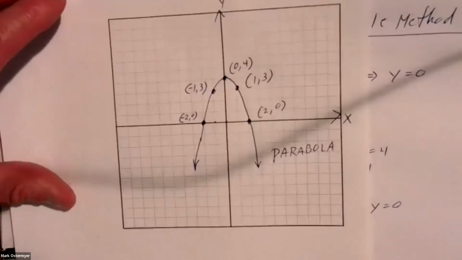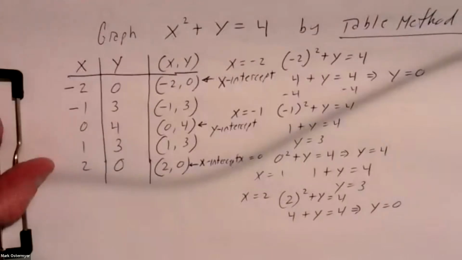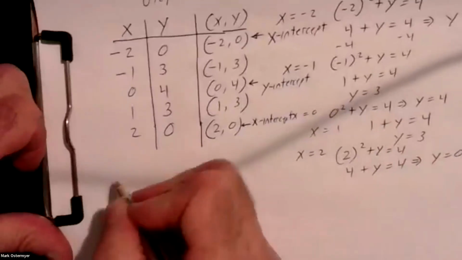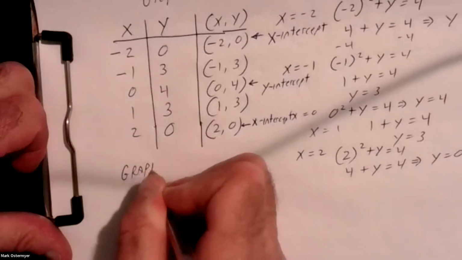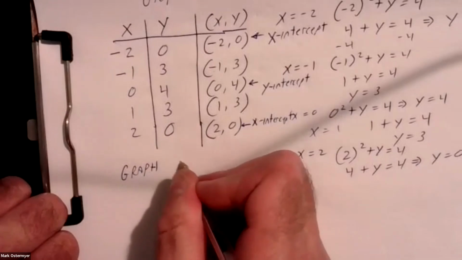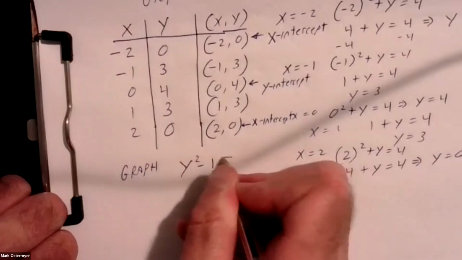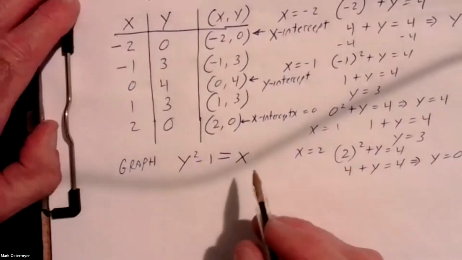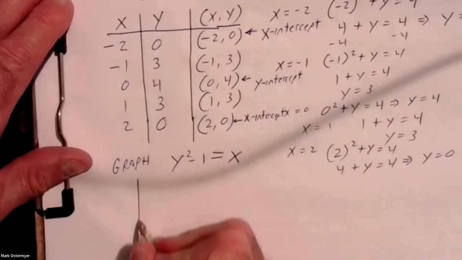All right, maybe we could try another one, huh? Let's see if we can sneak this in down here. We'll try to graph y squared minus 1 equals x. We will try to graph this equation. We'll use the table method.